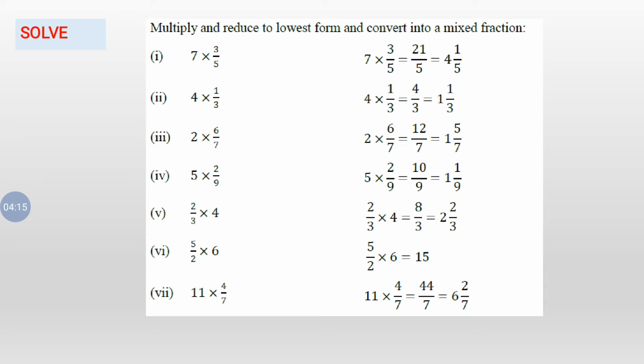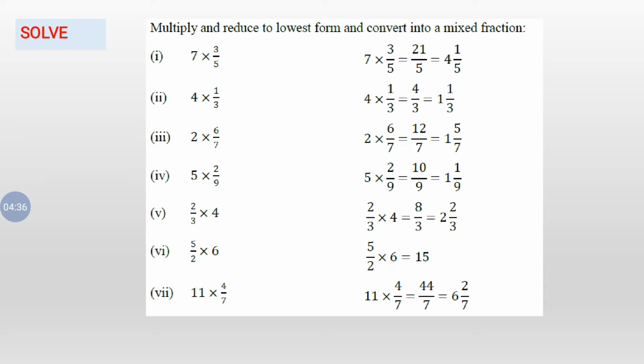Next one is 5/2 into 6. 6 is considered as 6/1, so 5/2 into 6/1. 6 5s are 30, 2 1 is 2. So 30 divided by 2. Reducing to the simplest form, we get the value 15.